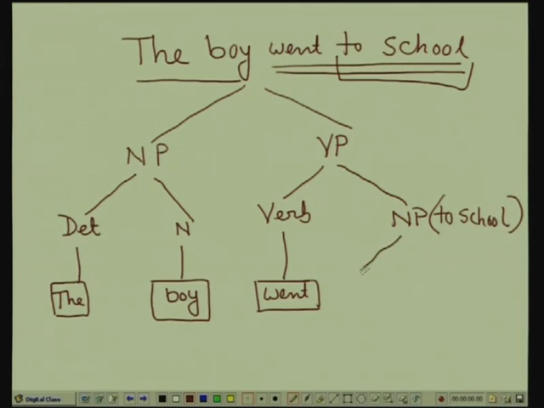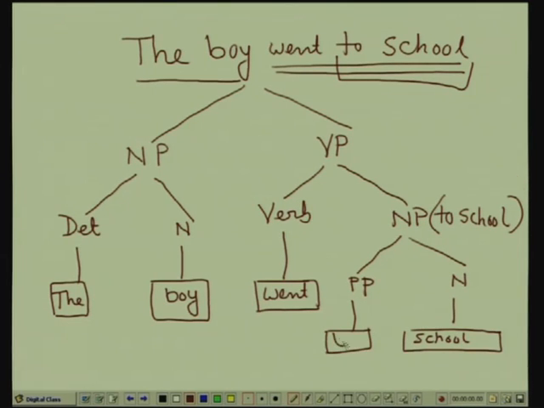And this noun phrase can be further broken down as a prepositional phrase and a noun, and this noun is a terminal school, and this prepositional phrase has got a preposition to. So, this is how we parse it, but there are still many issues. For example, let us see went. What is this went? The went is the same thing as go in the past tense. That knowledge is required in order to understand this sentence.